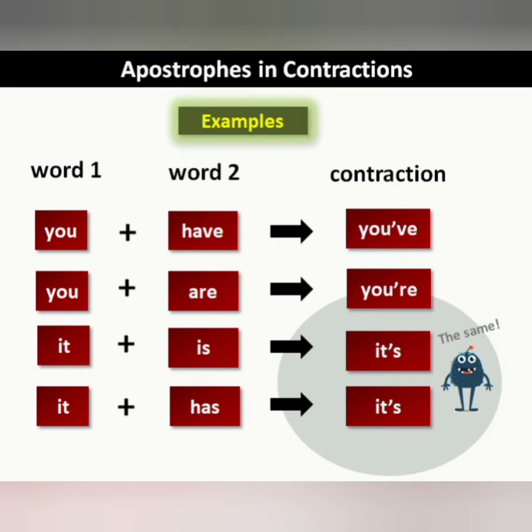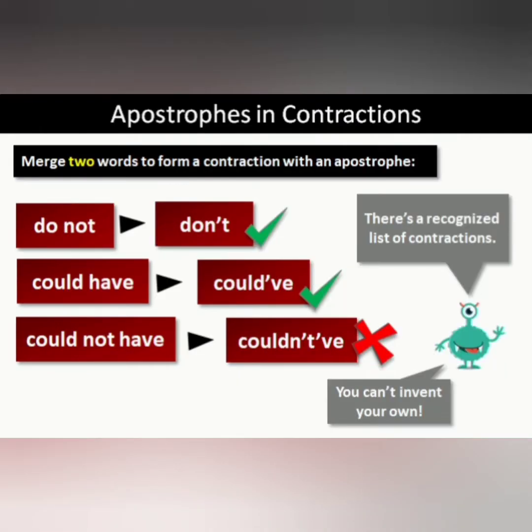Next is you are. For this we have to remove the letter A and the contraction form would be you're. Next example, it plus is, and to make the contraction form we have to remove the letter I from is and instead of that use an apostrophe, and the contraction form would be it's. So for this we have to omit a few letters and instead of that we use an apostrophe.